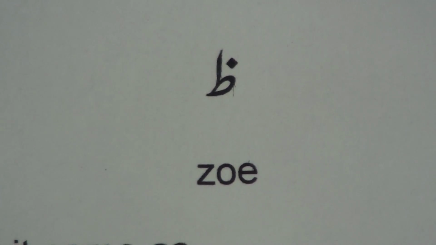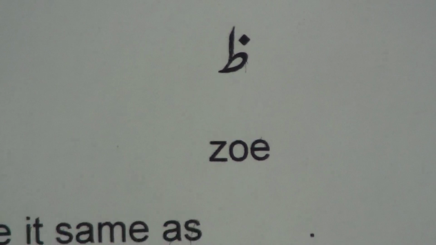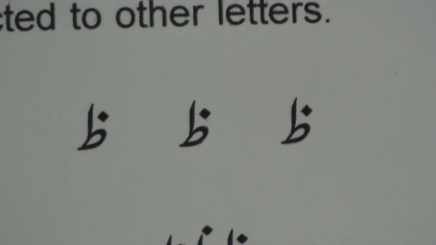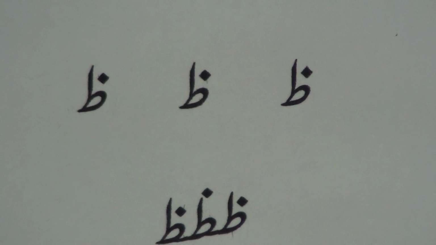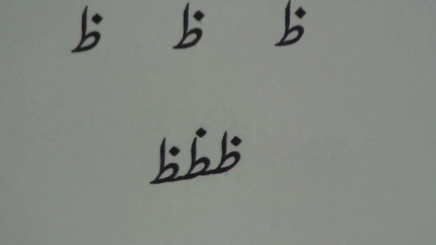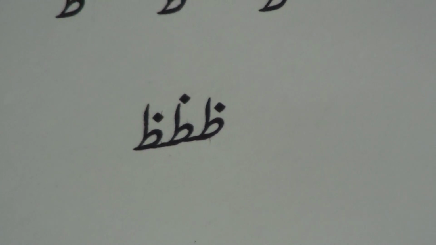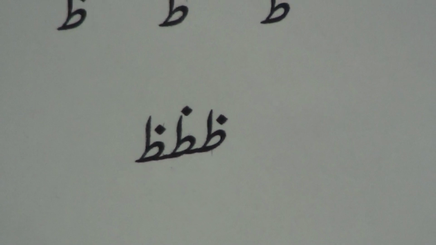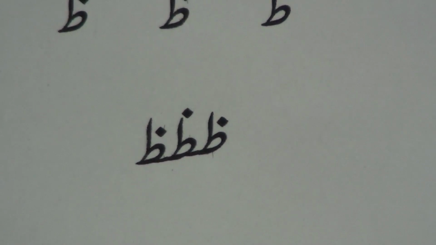Like toy, zoe also never changes its shape. So we take three zoes. Zoe plus zoe plus zoe, and all the zoes are here. Zoe in the beginning, zoe in the middle, and zoe at the end. So it never changes. Zoe also never changes its shape.